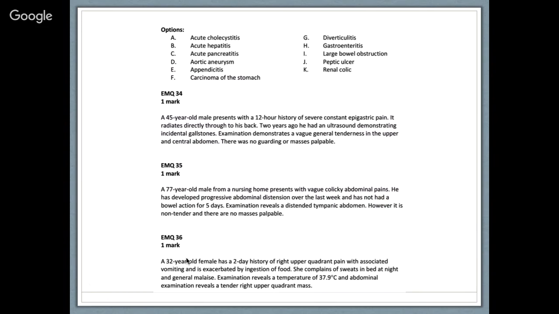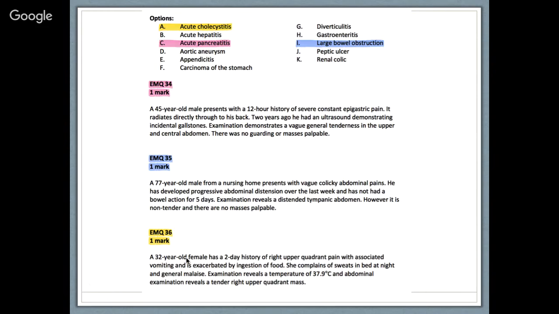And the last one, 32-year-old female with two-day history of right upper quadrant pain, vomiting. Key thing here, exacerbated by ingestion of food, sweats in bed at night, general malaise. What are we thinking for this one? Yeah, there we go. So acute pancreatitis, large bowel obstruction, acute cholecystitis.